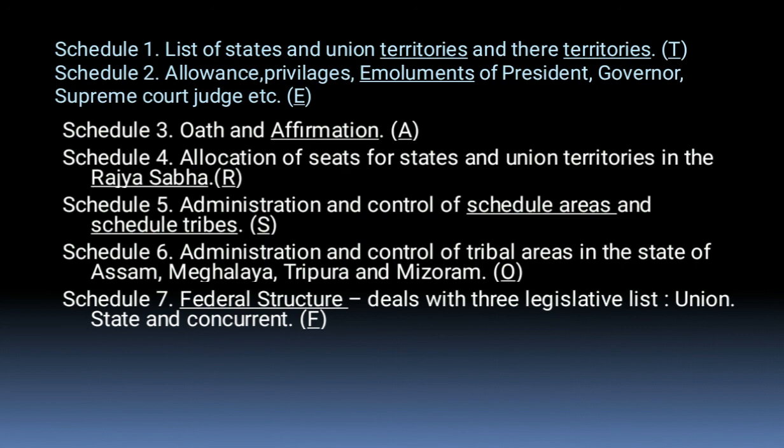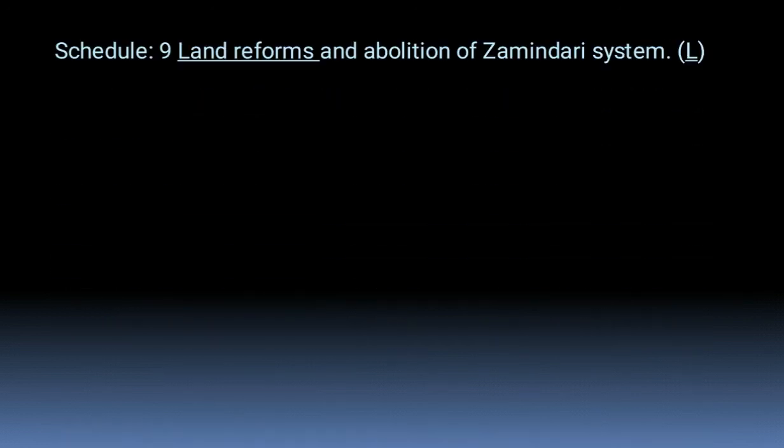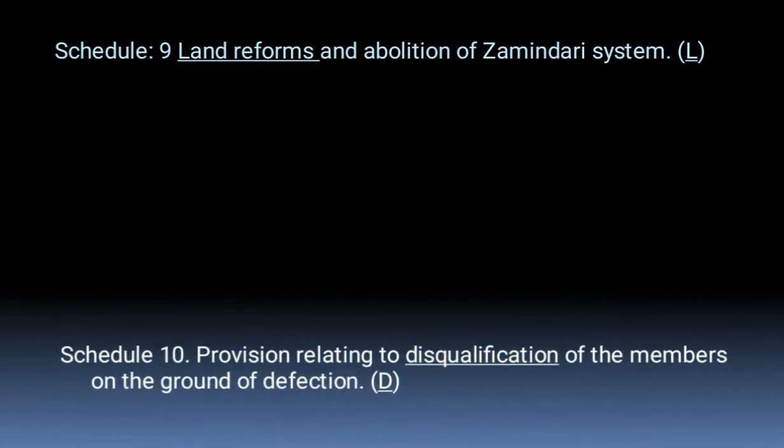That is next, Schedule 7, that is F, the federal structure. F denotes federal, and the federal structure deals with 3 legislative lists: union, state and concurrent. And Schedule 8, O for official language. There are 22 official languages in the country. And Schedule 9, that is L, land reforms and the abolition of the zamindari system.